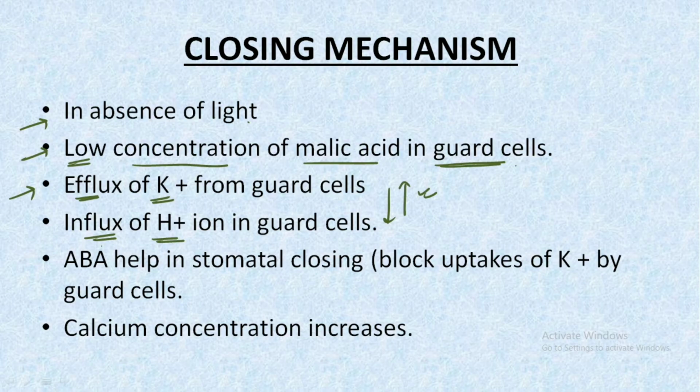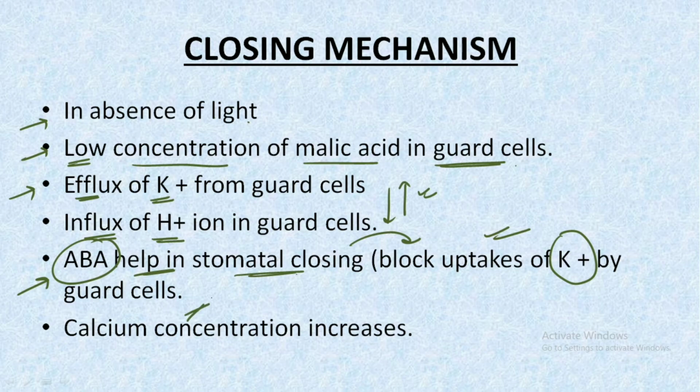And also the important point to remember is that in the closing mechanism abscisic acid plays a very important role in stomatal closing. And how does it help? It blocks the uptake of K+ ions by the guard cell. That is, abscisic acid blocks the entry of K+ ions into the guard cell and hence prevents the opening, or in other words it promotes the closing of the stomata.